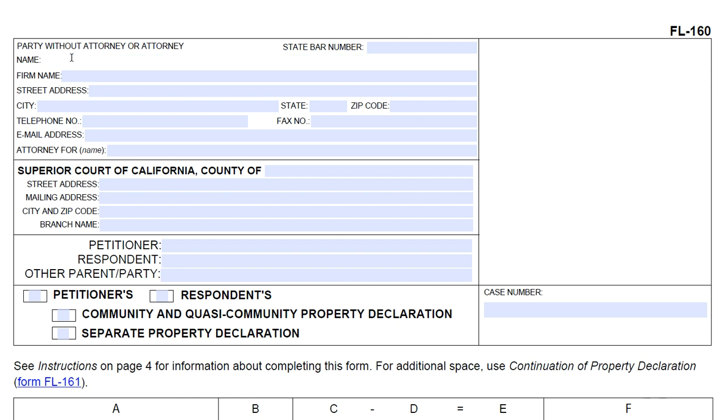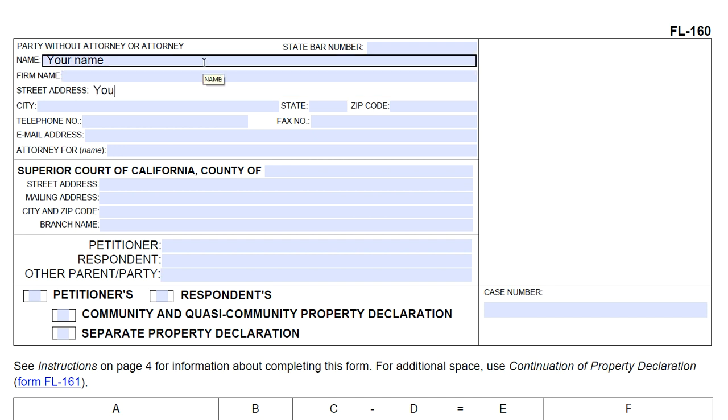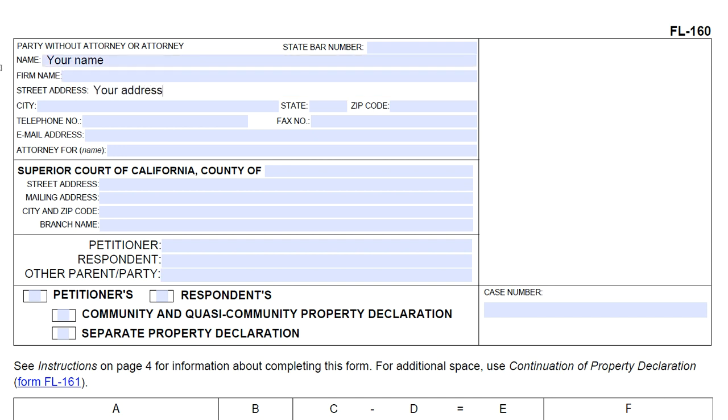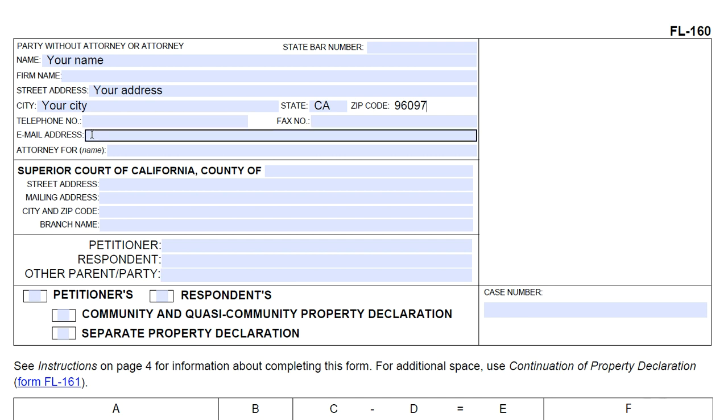It starts with your name in the upper left corner. Don't worry about firm name, that's for attorneys. Then you will put in your address, your city, the state, so let's just say California, and the zip code. So I use the zip code for Weed, but you will use the zip code for where you live. It is helpful to put in the telephone number and email address. If you don't have one, that's fine.